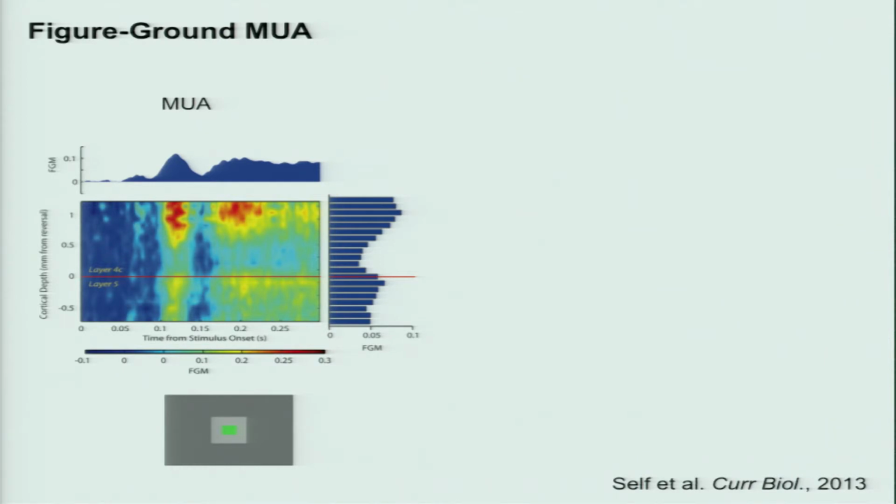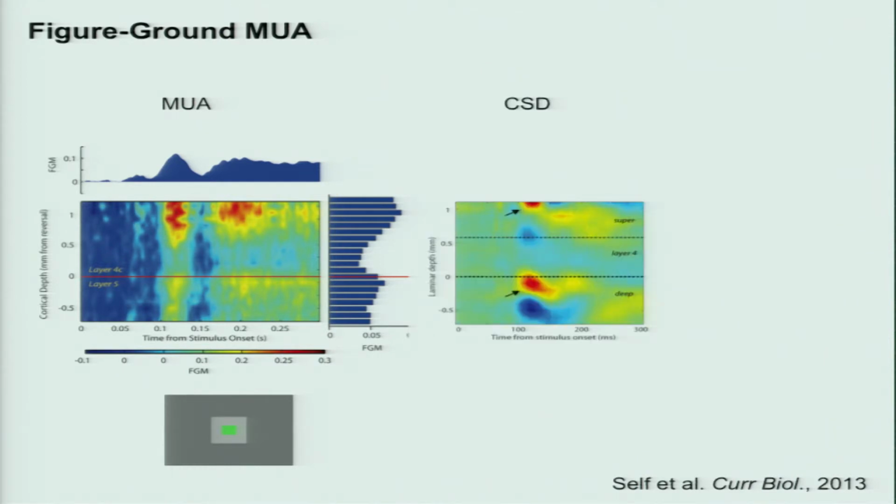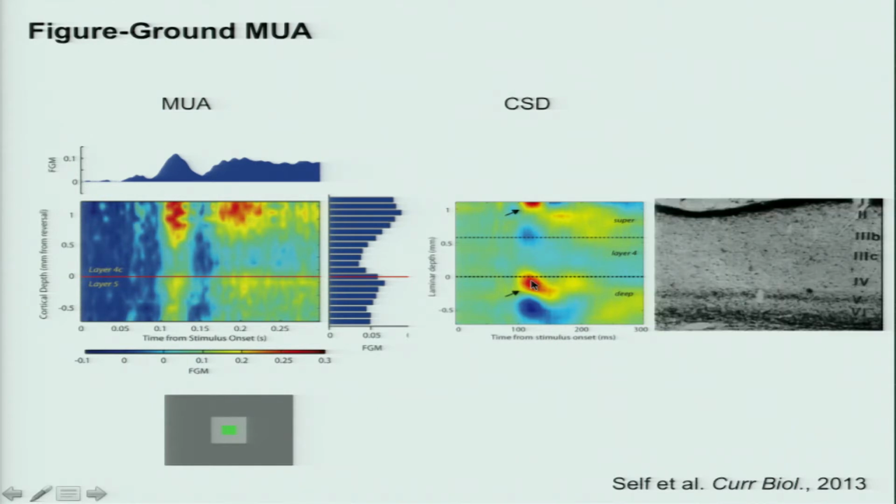Now we can also look at the CSD for this difference response, and then we found something remarkable. The figure gives rise to an extra current sink in layer 1 and layer 5. Precisely the terminals of the feedback connections.